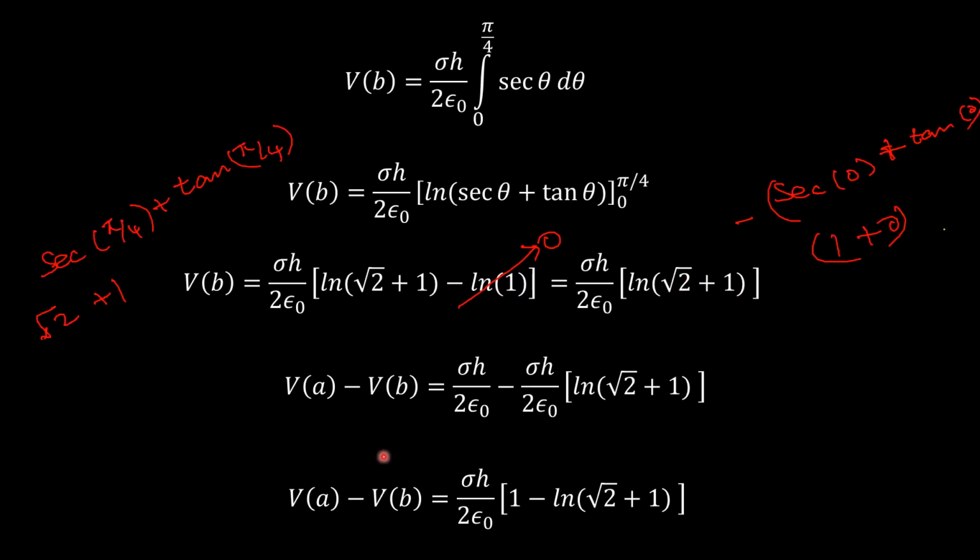And already we know this is V of A and this is V at P. If you subtract both, that is the potential difference between A and B. You can take sigma h divided by 2 epsilon naught as a common factor, then this will become 1 minus natural logarithm of square root of 2 plus 1.